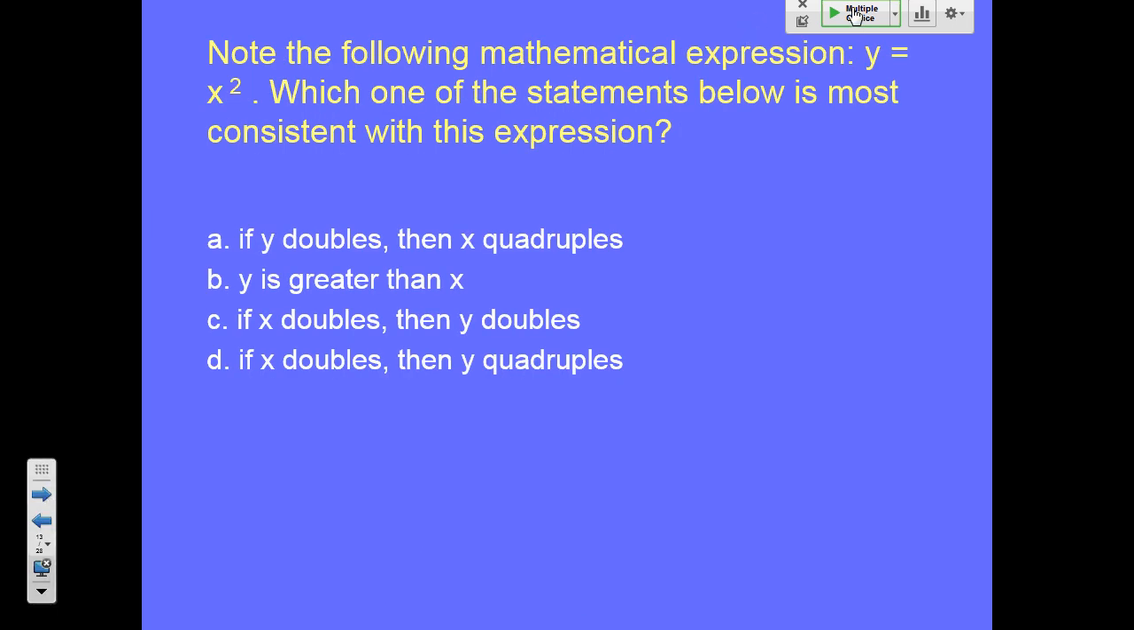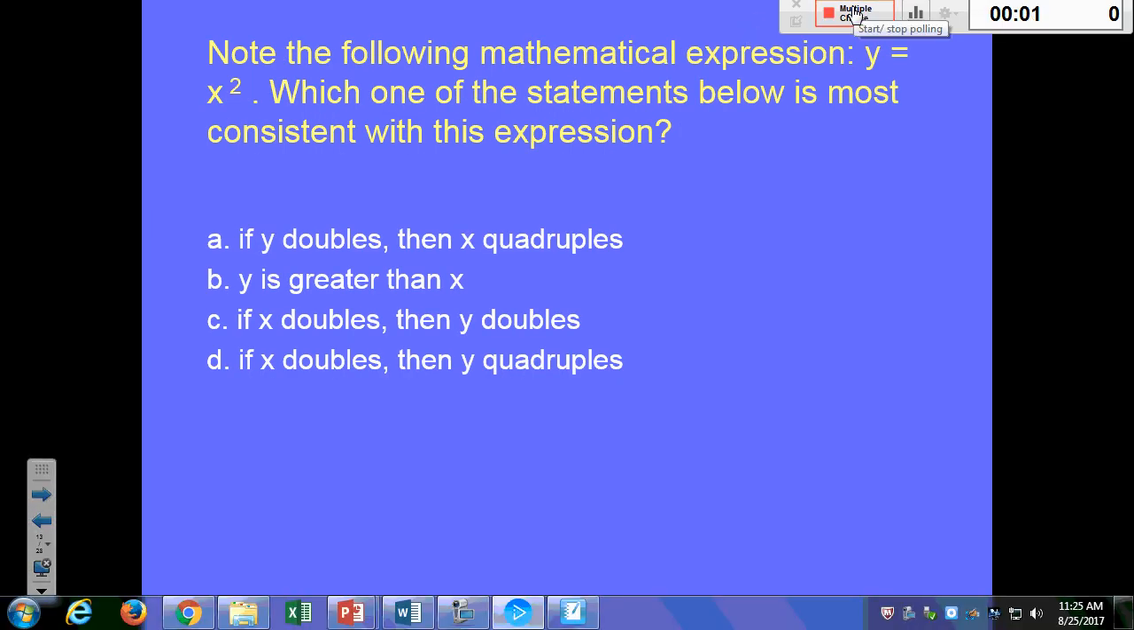Okay? All right, notice this expression, y equals x squared. Which of these statements is most consistent for this expression? This is just sort of a mathematical question, but we deal with these types of things in this class a lot, where I ask you about the relationships between values, between variables. And if you change one, how does that change the other value? So that's why I'm giving you this now, to help prepare you for that.